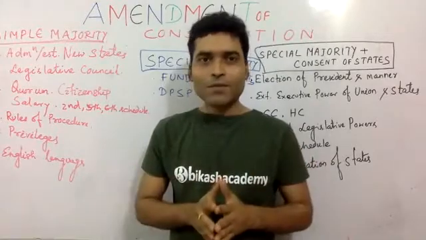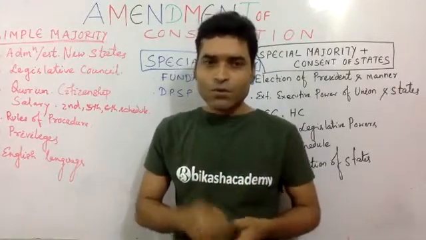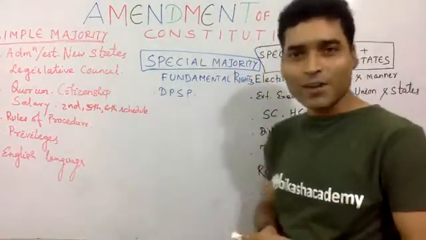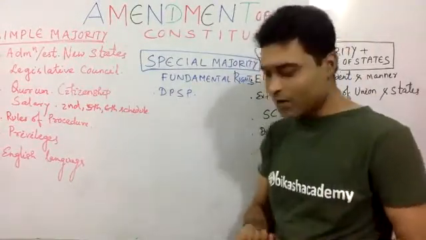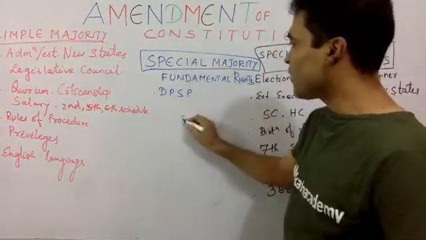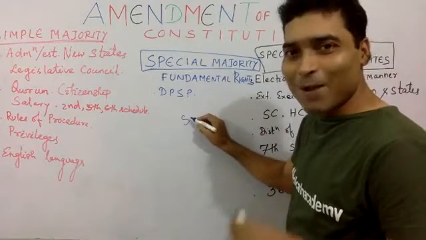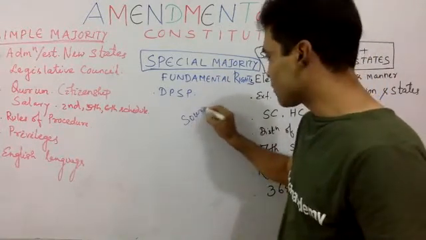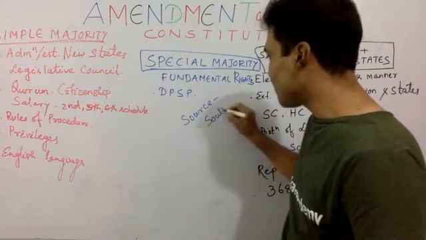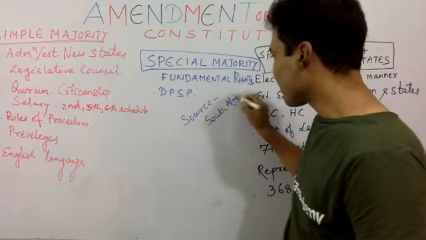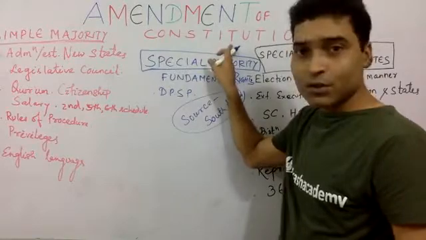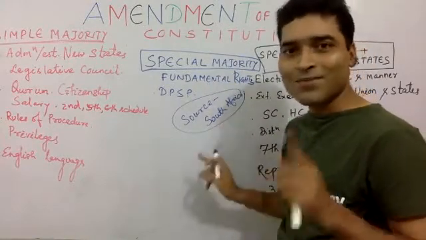We got the idea. First of all, we should know the source of this amendment provision, because we have borrowed so many things from different constitutions around the world. So the first thing is the source of the Indian Constitution amendment procedure. We have borrowed it from South Africa. So please remember, South Africa. This is the first point.